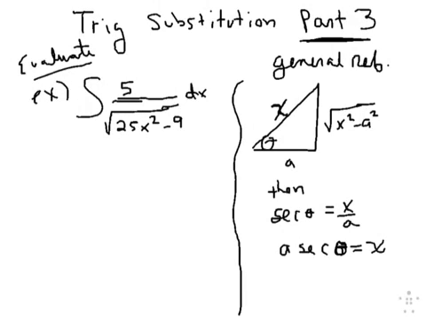Okay, welcome back. Here we are at our trig substitutions, part 3. We want to evaluate the integral of 5 over the square root of 25x squared minus 9.